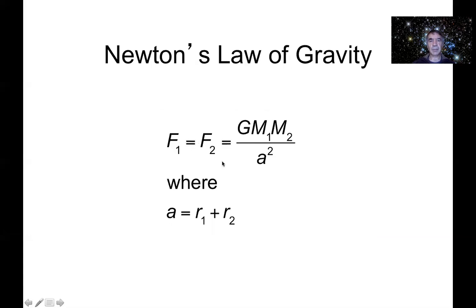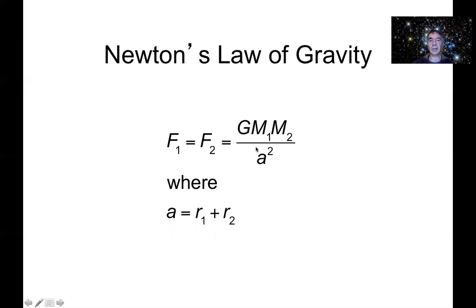So finally, let's bring in gravity. The force, F1, that is causing star 1 to move around in a circle has the same magnitude as force 2, which is keeping star 2 moving around in its circle, and it's just given by Newton's law of gravity, which is G m1 m2 over the separation squared. Okay, so this is important.